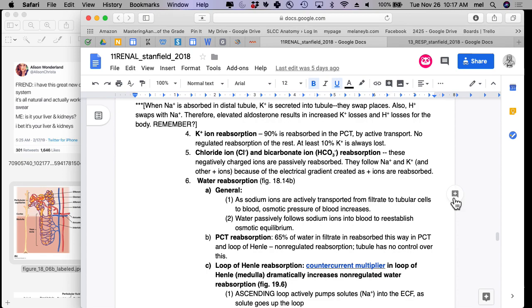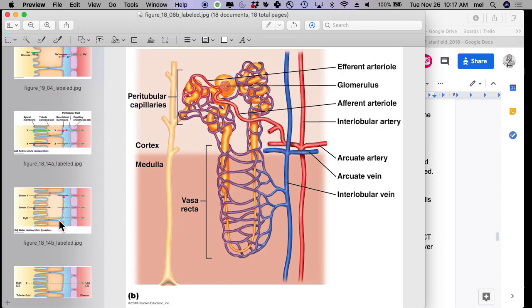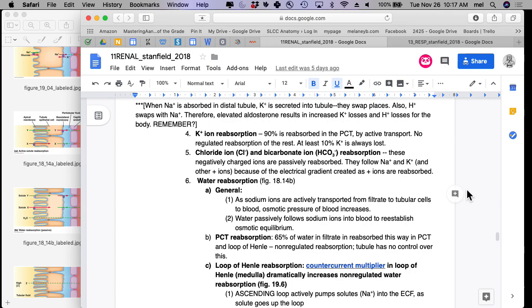Okay, how about chloride ion and bicarbonate ion reabsorption? Well, what happens with those is that we don't tend to have to worry about those negative ions reabsorption so much because we actively reabsorb so many positive ions. Does that make sense? Sodium and potassium, that we create an electrical gradient that will allow those to follow if you just give them a channel to move through. So we work so hard on sodium and potassium reabsorption that we kind of get these for free.